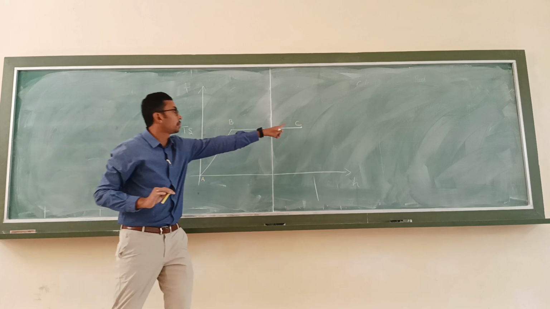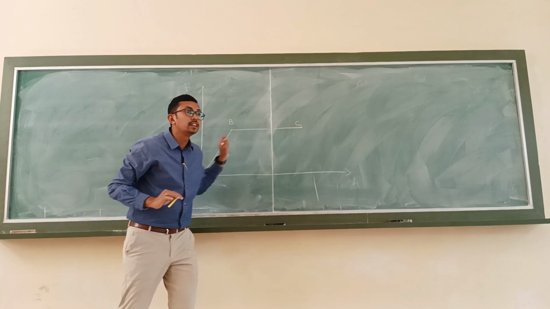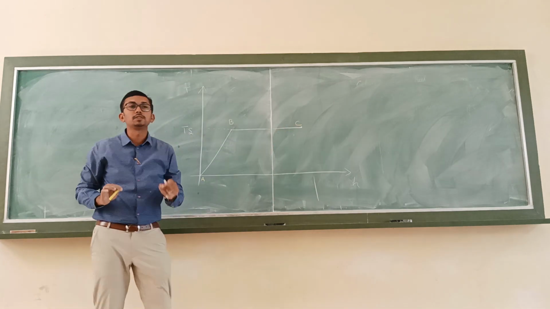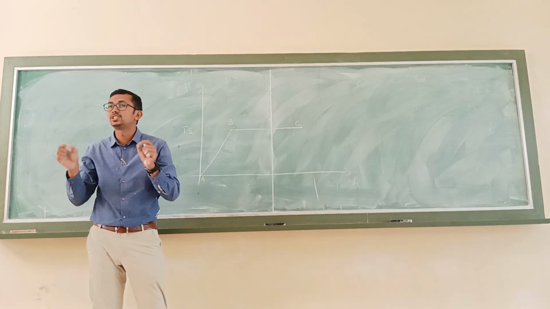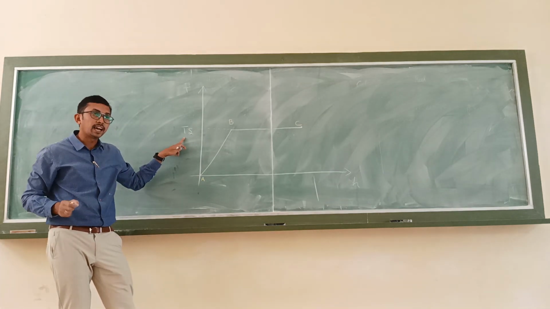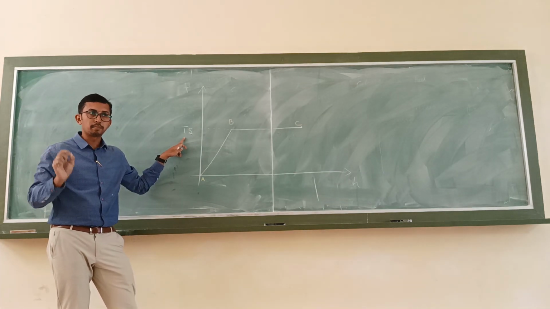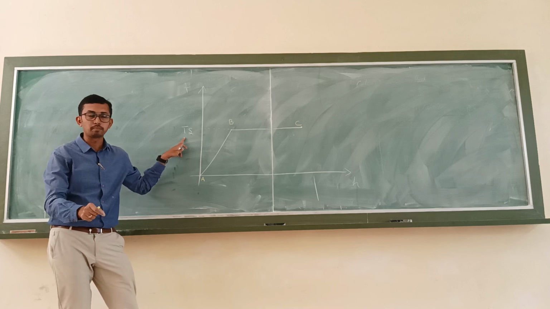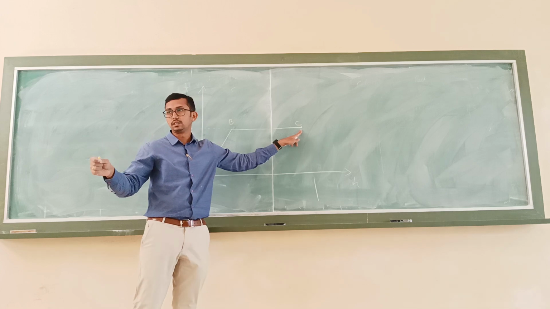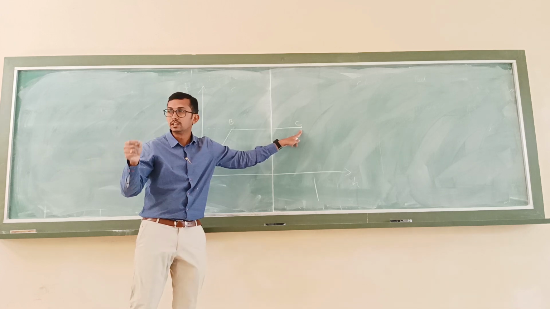That point is represented as C in the temperature-enthalpy diagram, and that steam is called dry steam. At which temperature? Saturation temperature. The temperature remains the same, but there will be no water particles in it. So that we are going to call dry steam.